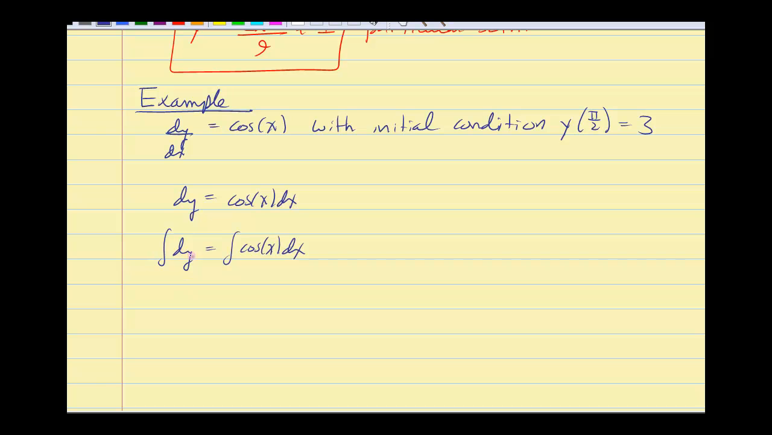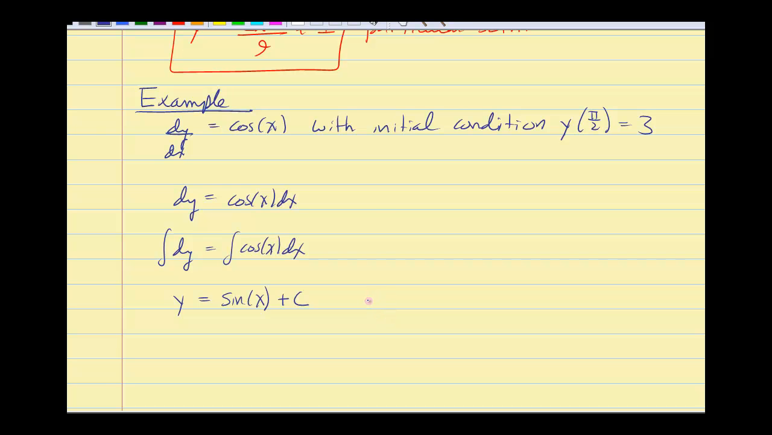The integral of dy is y, 1 times y. The integral of cosine is not negative sine, because the derivative of cosine is negative sine. The integral of cosine is sine. So we want to think about this as an antiderivative. The derivative of sine is cosine, therefore the integral of cosine is sine, plus c, my constant of integration.